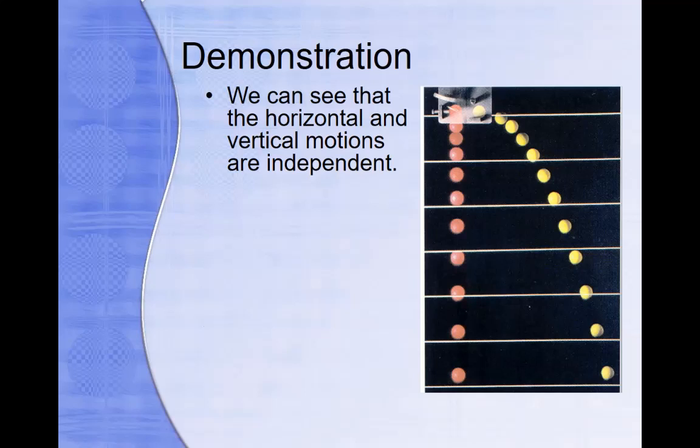In this particular time lapse, they took pictures at the same time interval of both of the balls as they were falling. Notice that the point at which they reach is the same during the same amount of time, even though the yellow ball is moving to the right and the other is falling straight down.